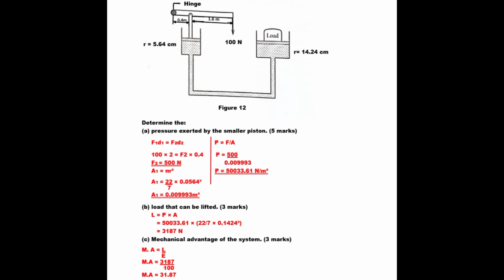31.87. Remember, it's a combined system. So we are working with the two systems as one. So that's why we take the effort, which is the force applied to the machine, and the load, which is the force exerted by the machine. So that means 3,187 divided by 100. That is our load over effort.